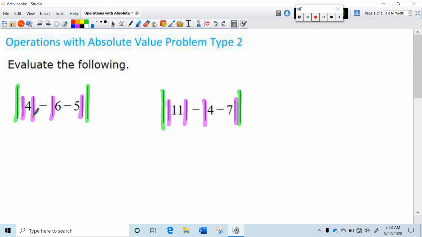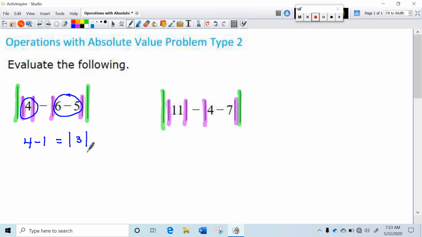I'm going to do the purple ones. You work from the inside out, so you do the purple absolute value first. So in this first one here, I just have a 4. In the second one, 6 take away 5 is 1. And then this negative in the middle, I'm going to bring it down. So I still have the green absolute value symbols. So 4 take away 1 is 3.